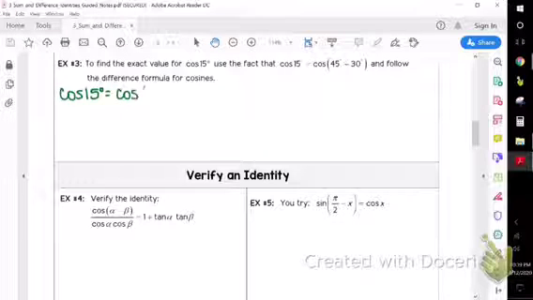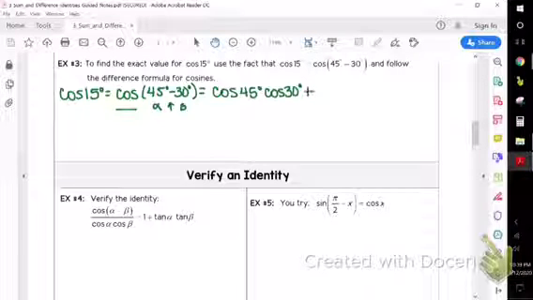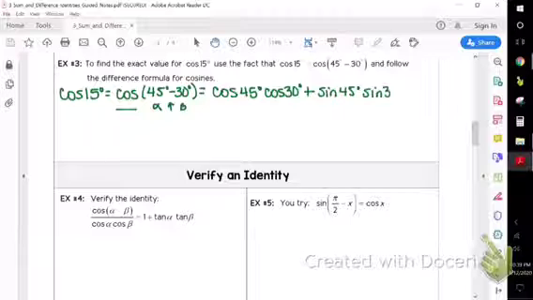It said to use the fact that 15 degrees is equivalent to 45 degrees minus 30 degrees. And so now I have cosine of alpha minus beta, and that's one of our formulas that we just learned. So we know our alpha is going to be 45 degrees and our beta is going to be 30 degrees. When I expand this, my formula is cosine of alpha, which is 45 degrees, cosine of beta, which is 30 degrees. The formula has a plus in it, because remember, cosine changes the sign in the middle. And then we have sine of alpha, which is 45 degrees, sine of beta, which is 30 degrees.